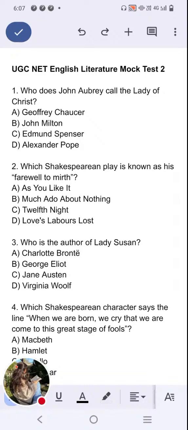You can guess in the comment section. If you know the answer, you can say the right answer in the comment section. If you don't know, that's fine as well. You can guess. So we are starting with the first question.